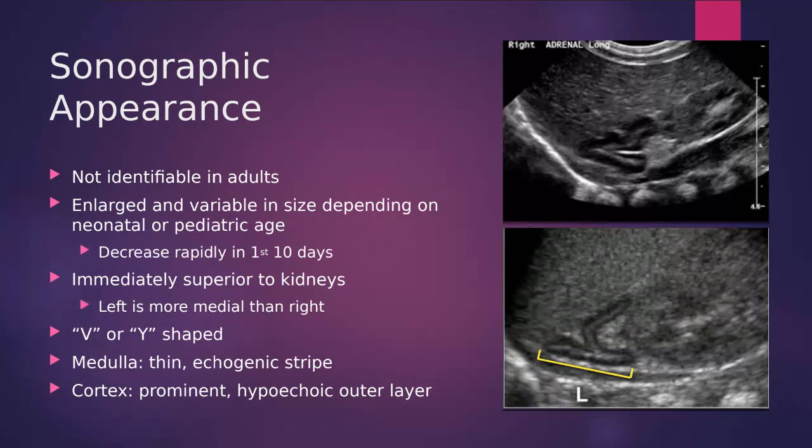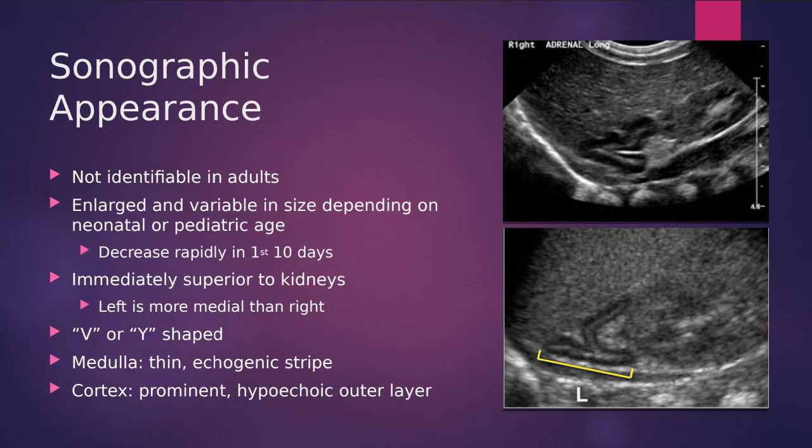These are going to be located immediately superior to the kidneys. They kind of sit right on top of the kidney, kind of like a little hat. The left is going to be positioned a little bit more medial in reference to that left kidney than the right side is. And the adrenal gland naturally takes on a V or a Y shape.